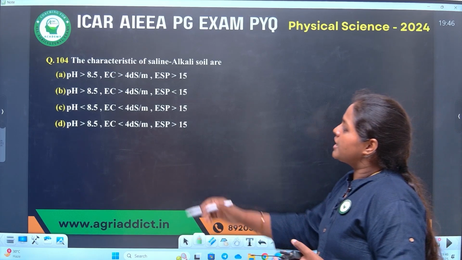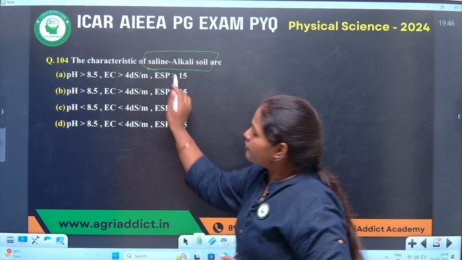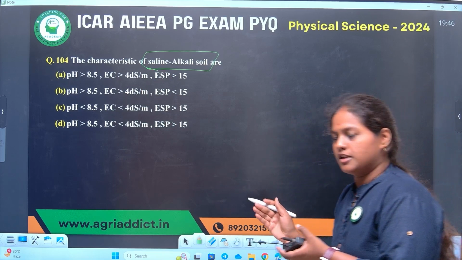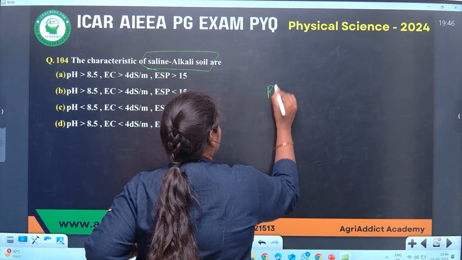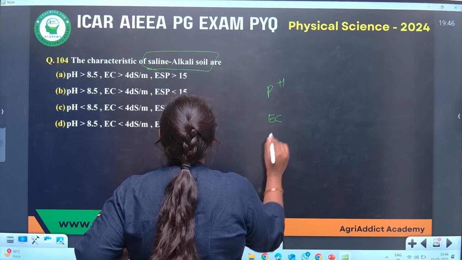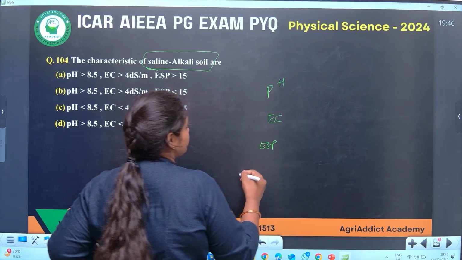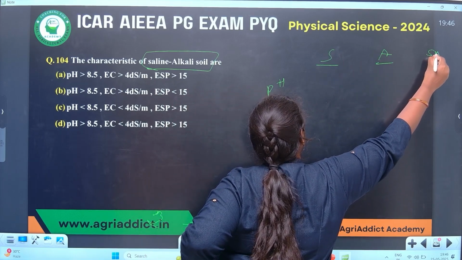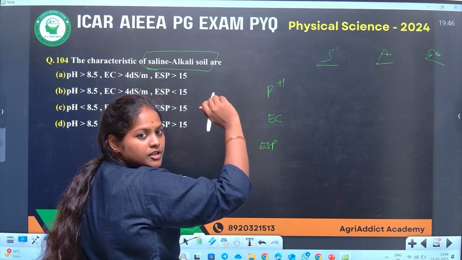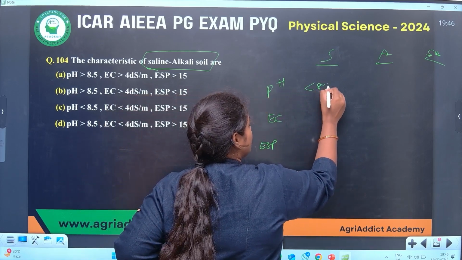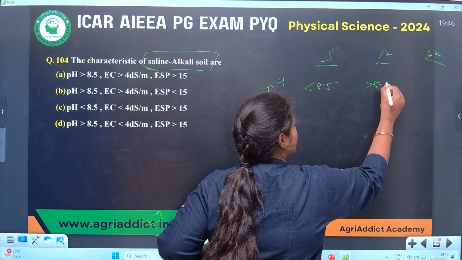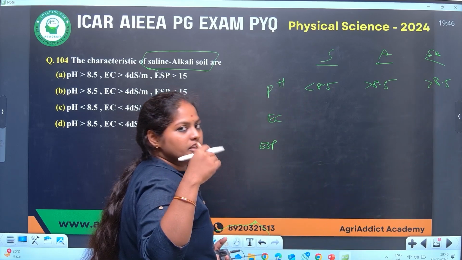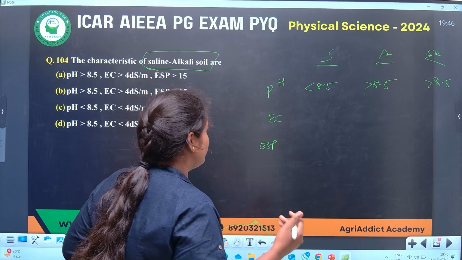Next question. The characteristics of saline alkali soil. We will quickly see the 3 main characteristics of saline, alkali and saline alkali soils. Let me write pH, EC, ESP. Saline soils, alkaline soils, saline alkali soils. pH for saline soils is less than 8.5, alkali soils greater than 8.5, saline alkali mostly greater than 8.5, but when the sodium level is low, it is less than 8.5.